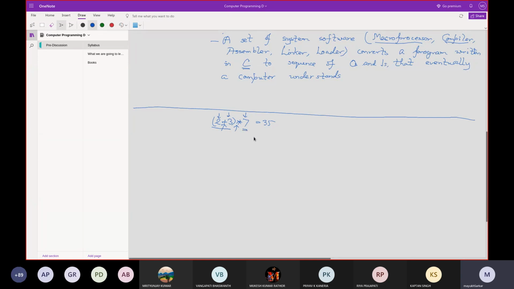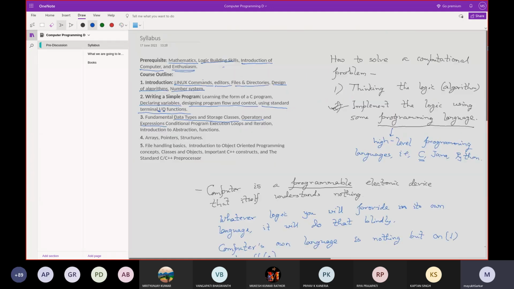I will go into these details, don't worry. So operators, operands and expressions are extremely important to write proper calculations that you want to make via programming. And these arithmetic operators are not the only operators available in programming languages. In today's programming languages there are multitudes of operators, and you have to use them properly to get a successful computation. So this will be discussed here. Conditional program execution, loops and iteration. You'll understand them in time.